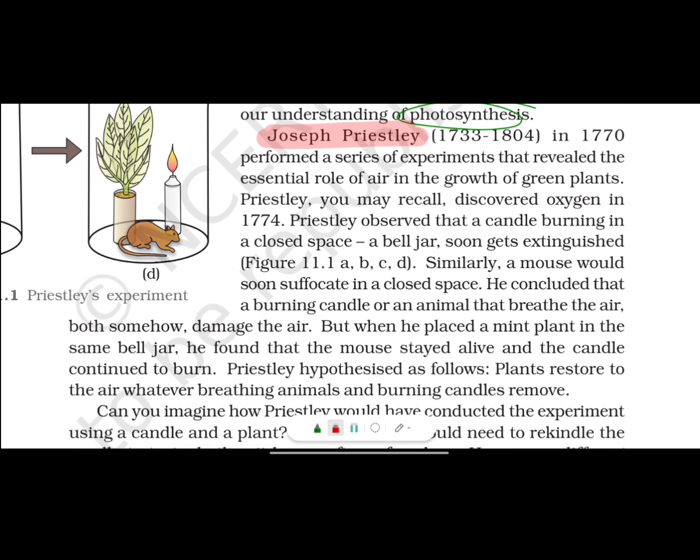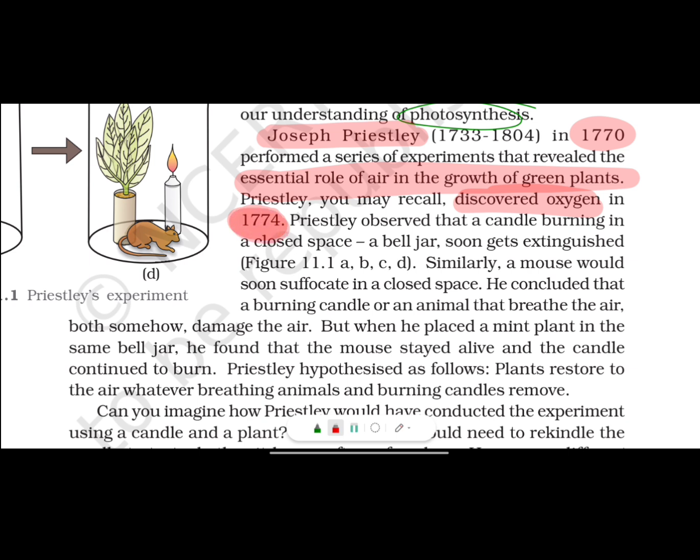Joseph Priestley in 1770 performed a series of experiments that revealed the essential role of air in the growth of green plants. This is very important, because what did Joseph Priestley do? He revealed the essential role of air in the growth of green plants. Priestley, you may recall, discovered oxygen. Who discovered oxygen? Priestley, in 1774. This is also very important.